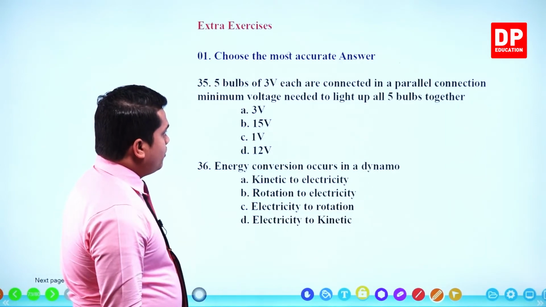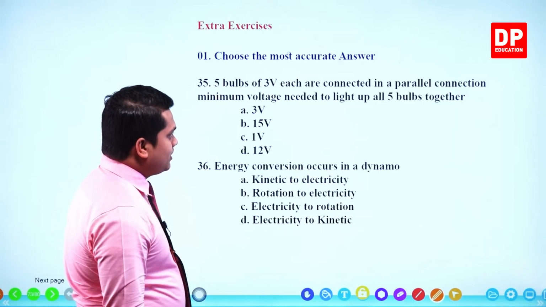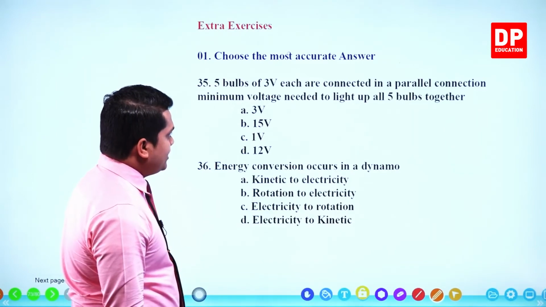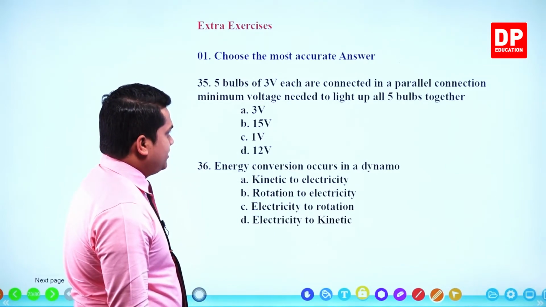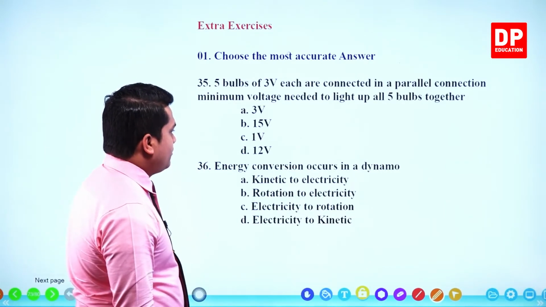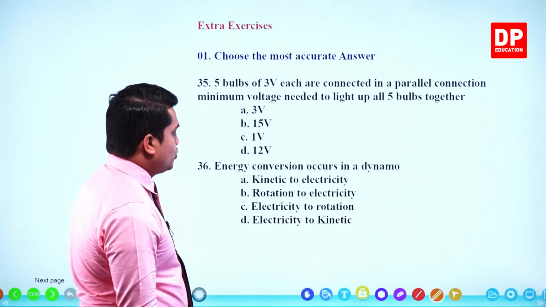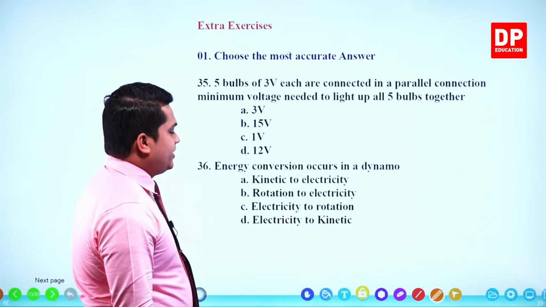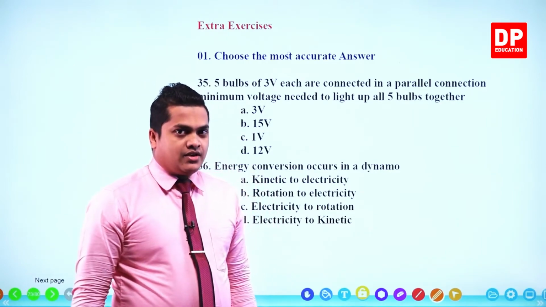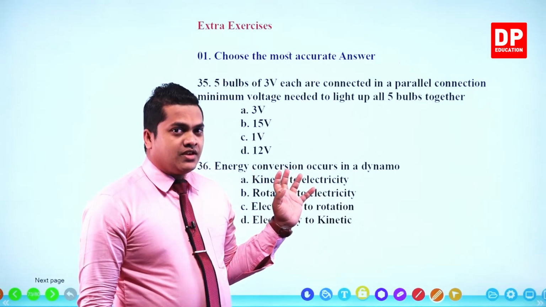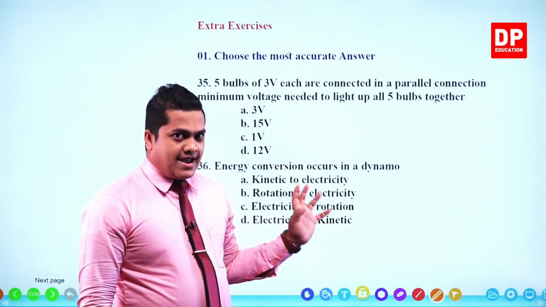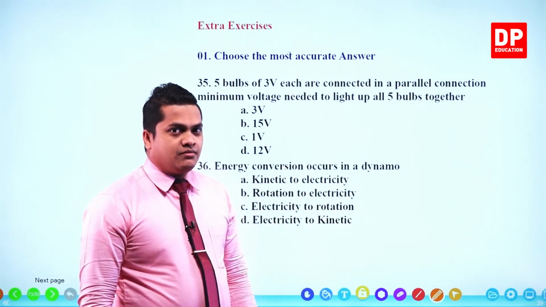5 bulbs of 3 volts each are connected in a parallel connection. Minimum voltage needed to light up all 5 bulbs together: 3 volts, 15 volts, 1 volt, 12 volt. Now my dear children, most of you guys would think, right? When you are doing this question, just pause the video and try to answer the question before I'm answering, right?